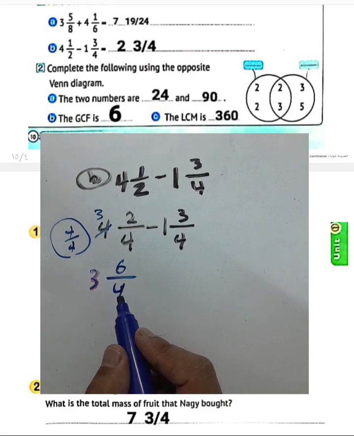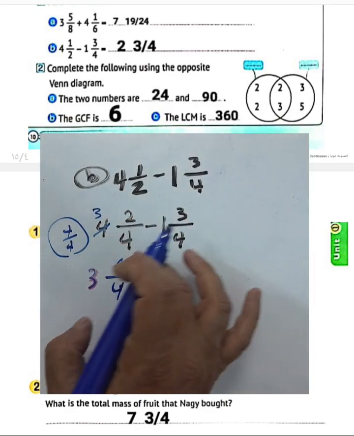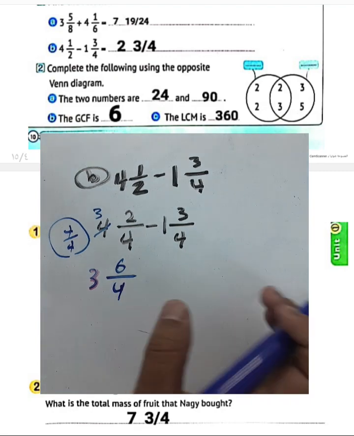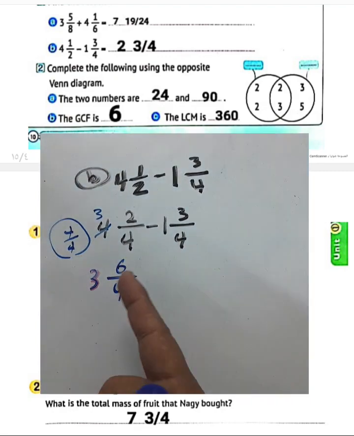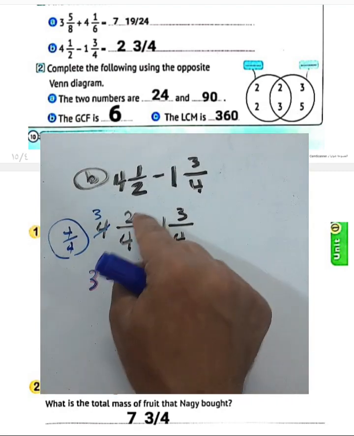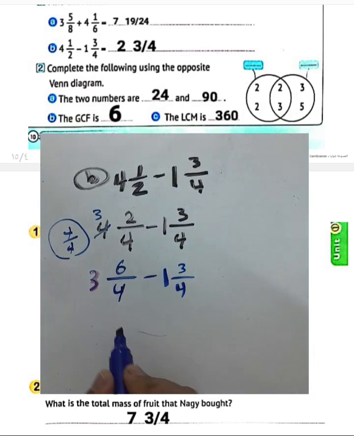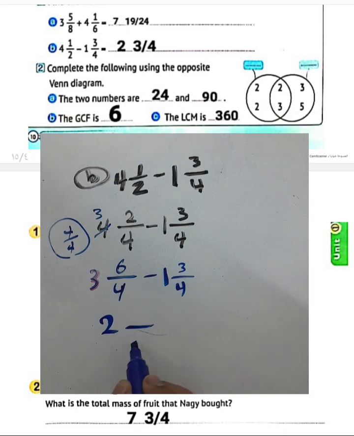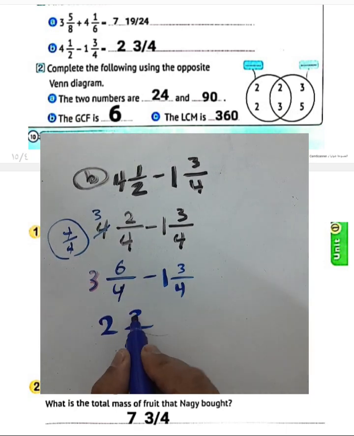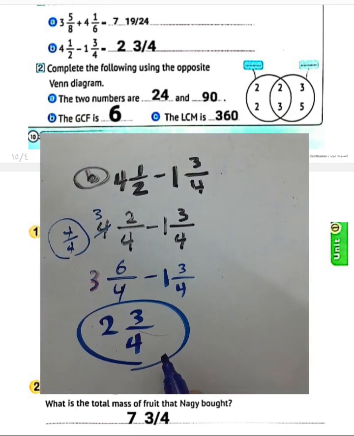Okay, again, 4 and 2 over 4 subtract 1 and 3 over 4, we can't do it, so you must borrow 1 from 4, it will be 3, and 1 equals 4 over 4. 4 plus 2 over 4, it will be 6 over 4. Subtract by 1 and 3 over 4. 3 minus 1 equals 2, and write 4 in the denominator. 6 minus 3 equals 3. Then the result will be 2 and 3 over 4.